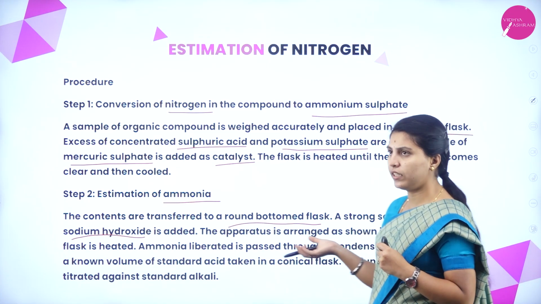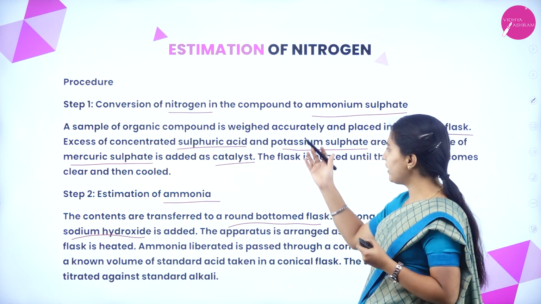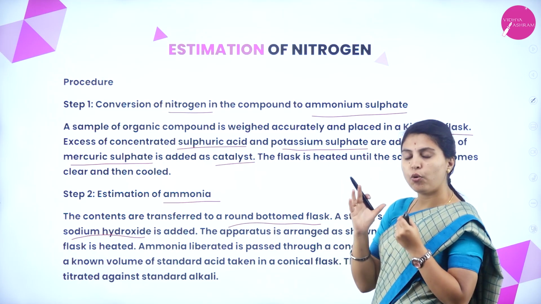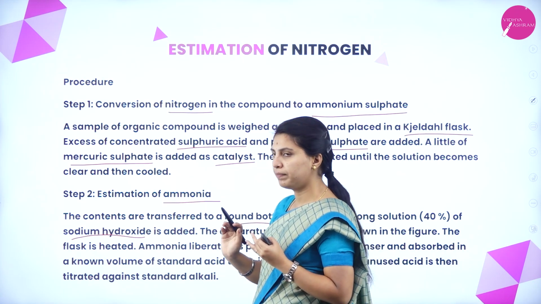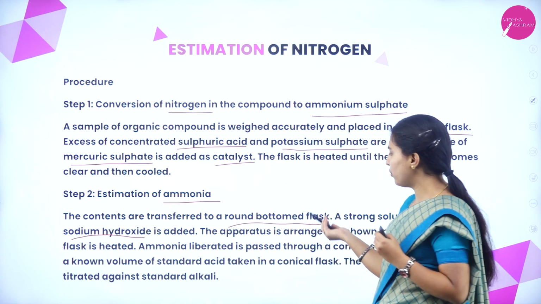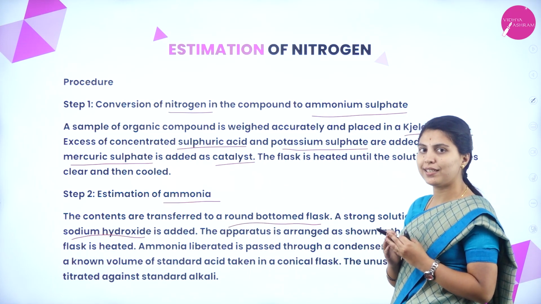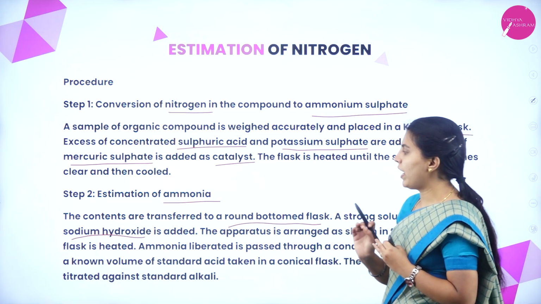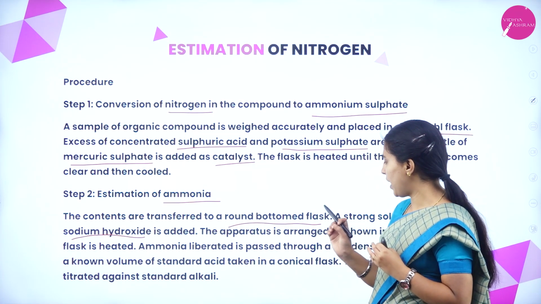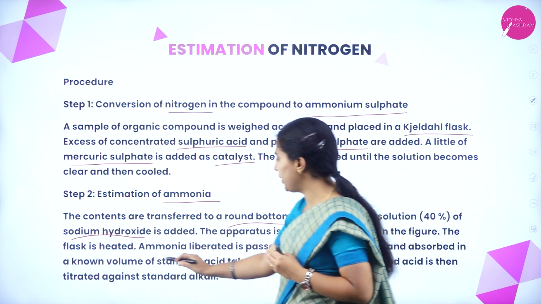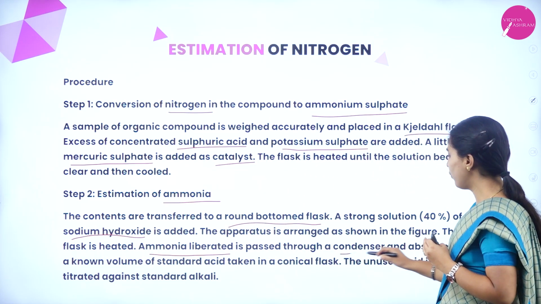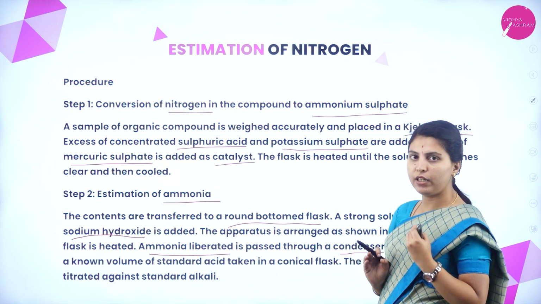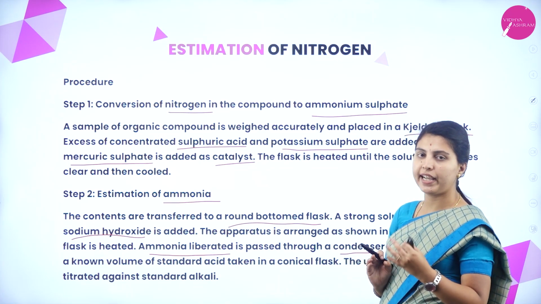We have seen this in the principle part itself: whatever contents were used in step 1, the conversion of nitrogen in the compound to ammonium sulfate, that overall part which has been cleared and cooled is transferred into a round bottom flask. That solution is treated with concentrated, that is 40%, sodium hydroxide, and the flask is heated. The ammonia is liberated and passed through a condenser. At that time ammonia starts liberating and moves through the condenser. They observe how much standard acid is taken in a conical flask. The unused acid is titrated against the alkali.